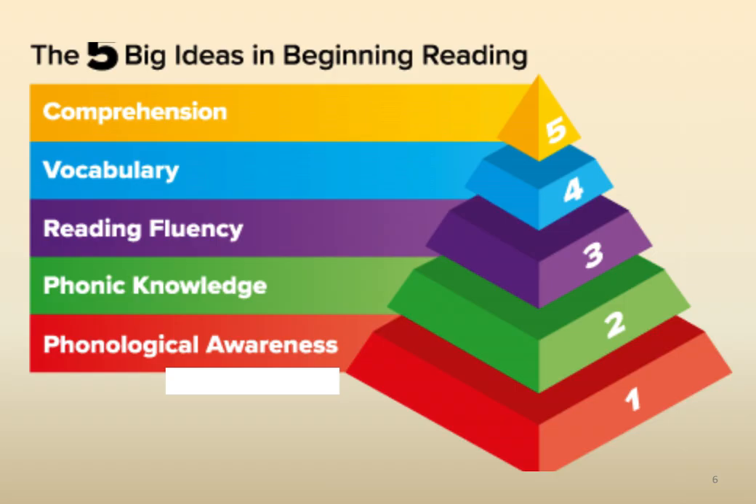To answer that, we look at the five big ideas in the beginning of reading, originally synthesized by the National Reading Panel. As you can see from this pyramid structure, reading instruction is built from the ground up. It starts at the foundational level with phonological awareness and phonic knowledge. Once these two are secure, we build upward through reading fluency and vocabulary, eventually reaching the peak, which is text comprehension. So let's examine these one by one.